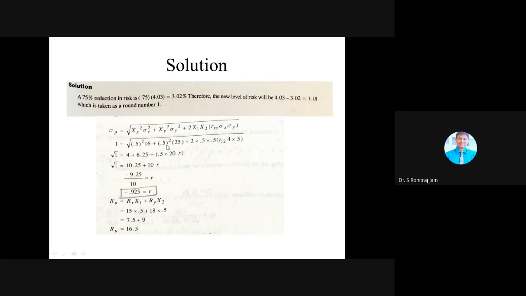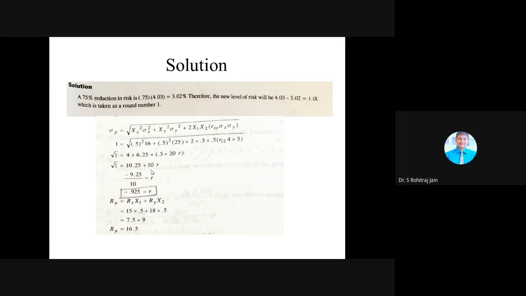So 0.5 square multiplied by 25 is equal to 6.25, and then 0.5 into 4 into 5 is 20 r. I am retaining it like this because on the right hand side this r is there, and I need to calculate this r. So 4 plus 6.25 is 10.25, plus 20 multiplied by 0.5 is 10 r. Since I need to calculate what is on the right hand side, r is equal to minus 9.25 divided by 10.